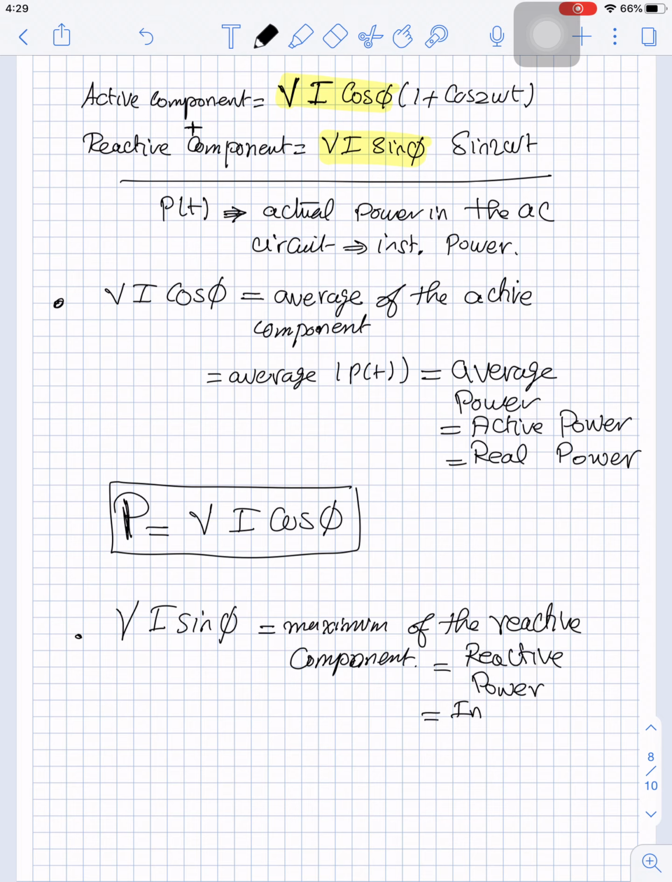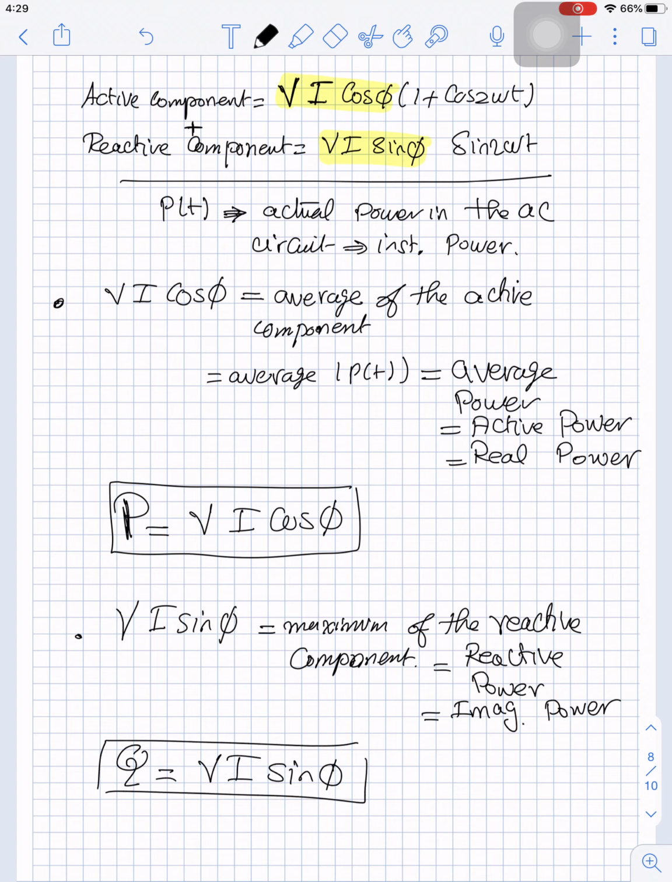Or we will name it later on imaginary power, and we will give it the symbol Q. So Q is VI sine phi. Don't forget that Q is maximum power and P is average power. So Q is the maximum value of the power that is being interchanged between the source and the load.